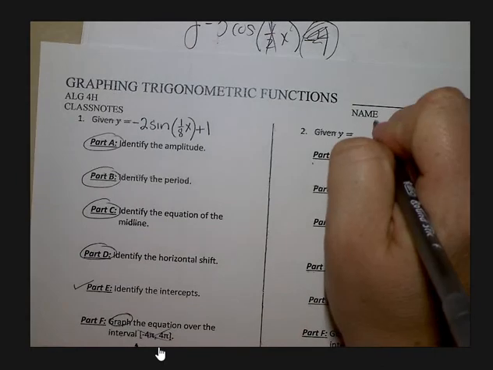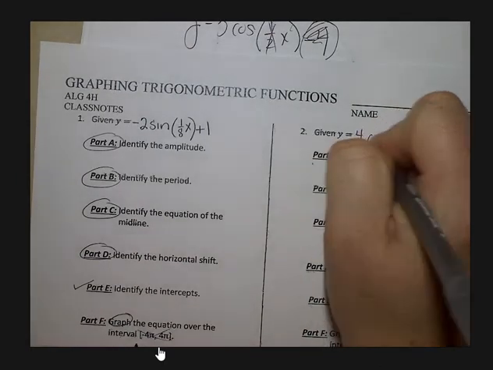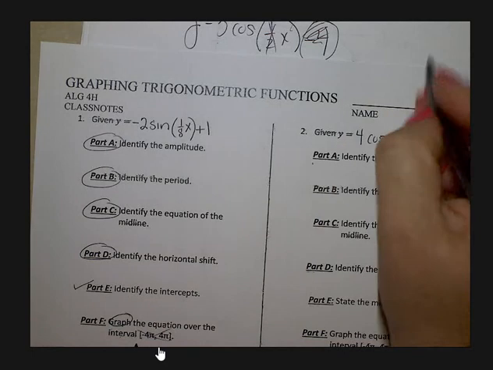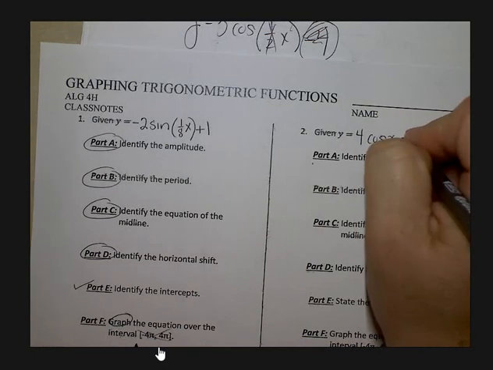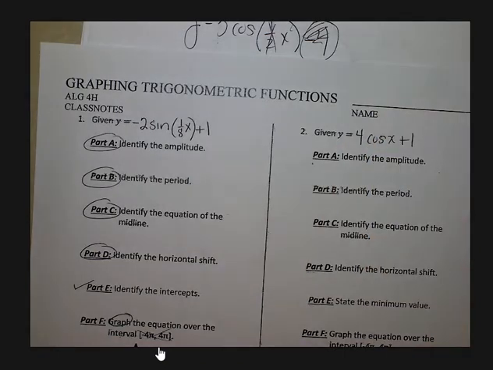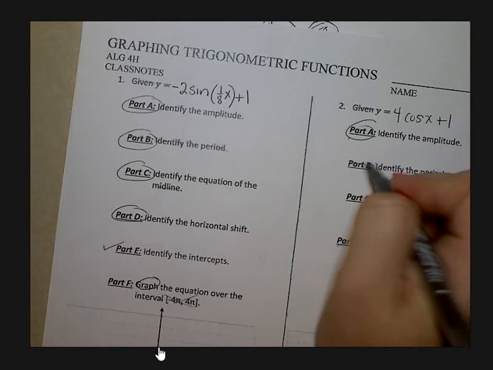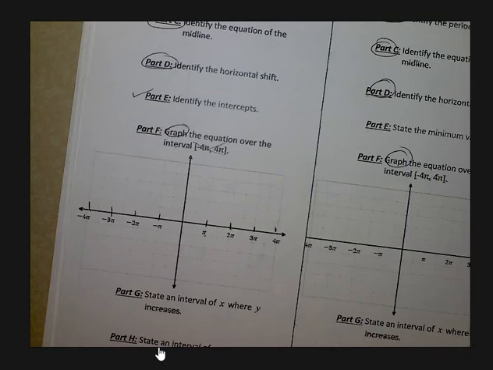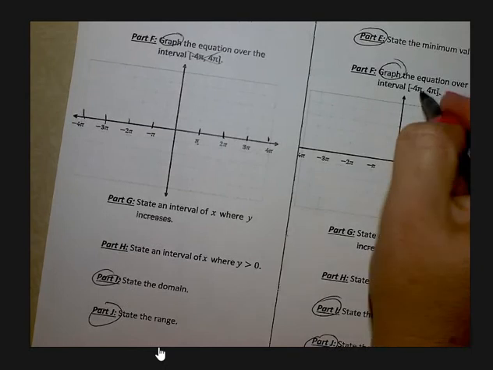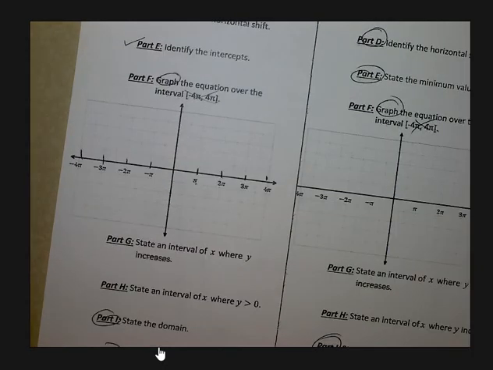I want you to do 4 cosine of x plus 1. 4 cosine of x plus 1, I want you to circle the exact same things. You actually can circle E this time. Circle E as well. Let's see if you can have those done in 9 minutes before you leave with the help of your partner. Ready? Begin.